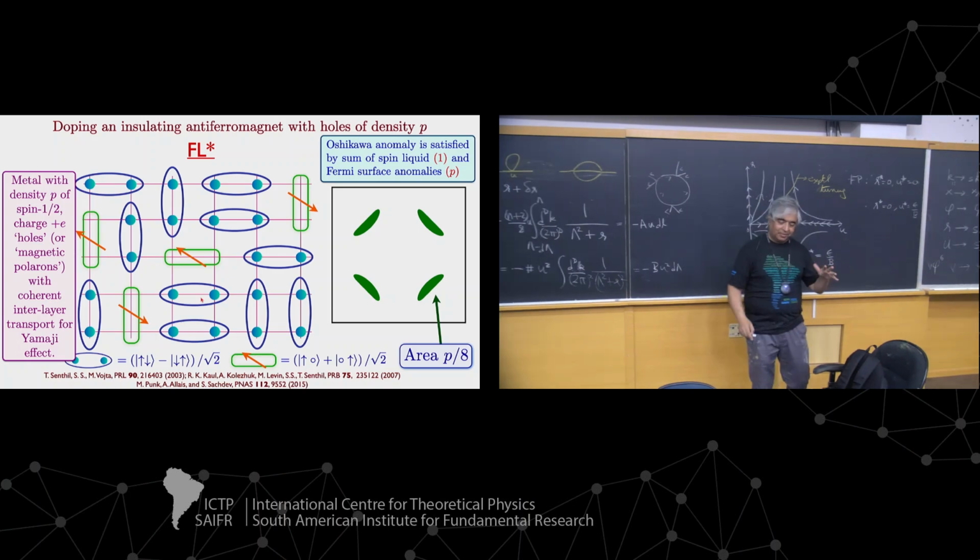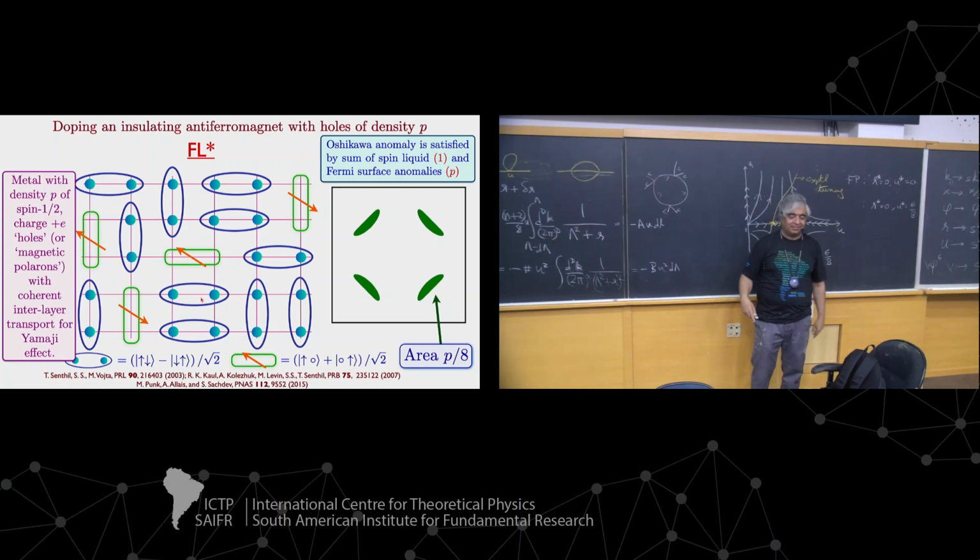And if you want to do a more sophisticated theory, then you need to understand something about gauge theories and anomalies and so on. But the picture really is how we understood it first. It's just very, very simple. You get a Fermi surface, which will now have an area p over 8.